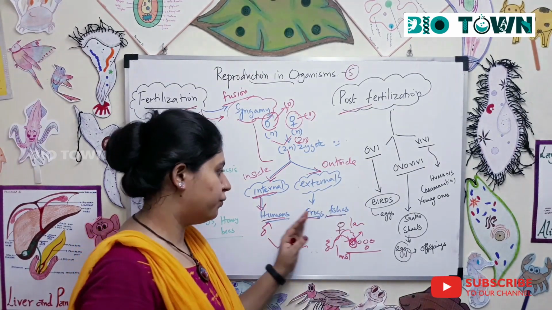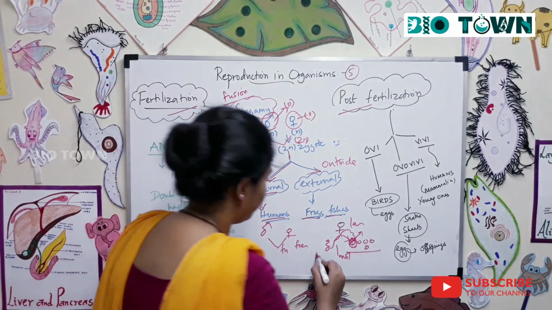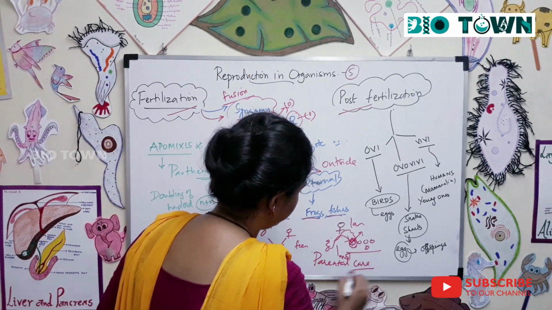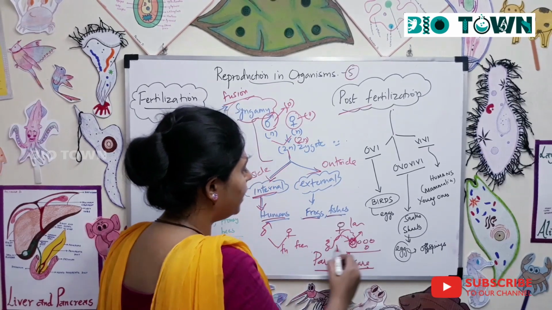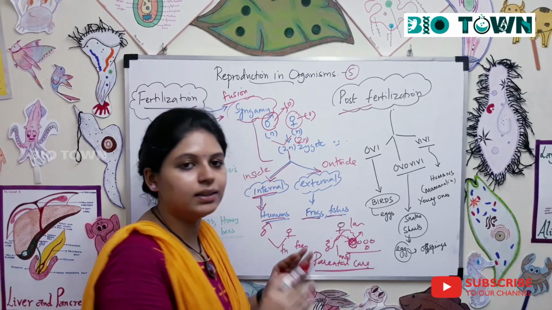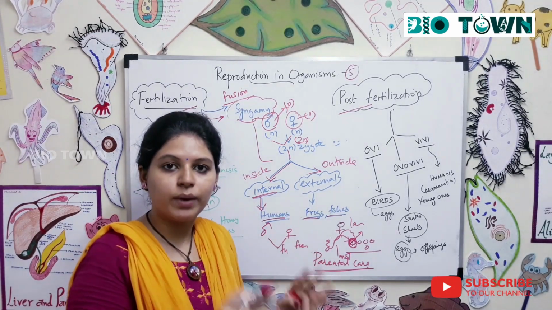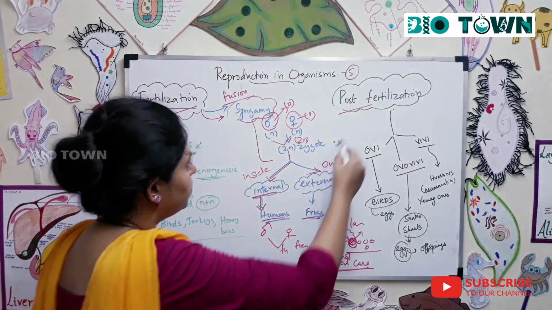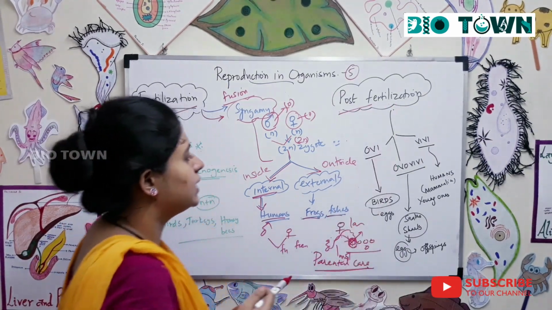And in a few of the fishes and frogs, there is something called parental care. They exhibit parental care. They care for their offspring. So they care for all these larval stages until they achieve a stage where they can move out independently. Alright, and now next we'll move on to the post-fertilization events.